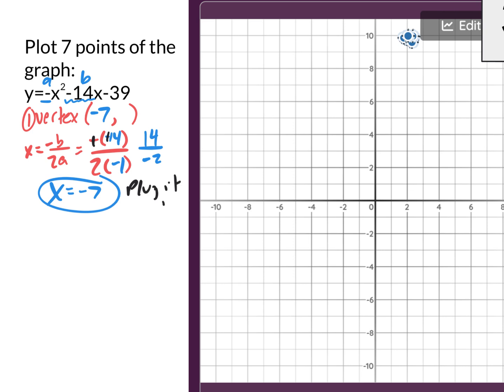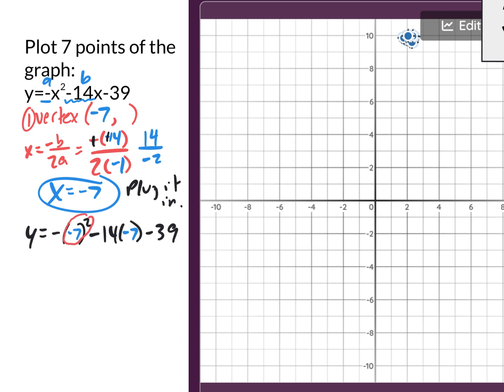Plug it in. All right, so let's rewrite the original equation. Y equals negative x squared, minus 14x minus 39. And we're plugging in the negative 7 into those parentheses. Negative 7, negative 7. Doing the math. By the way, if you're doing this math without the calculator, do not change the minus minus to plus plus. The minus minus changes to plus plus comes from the rule that a negative times a negative equals a positive. And according to PEMDAS, you do exponents before multiplying. So you have to do the exponent first.